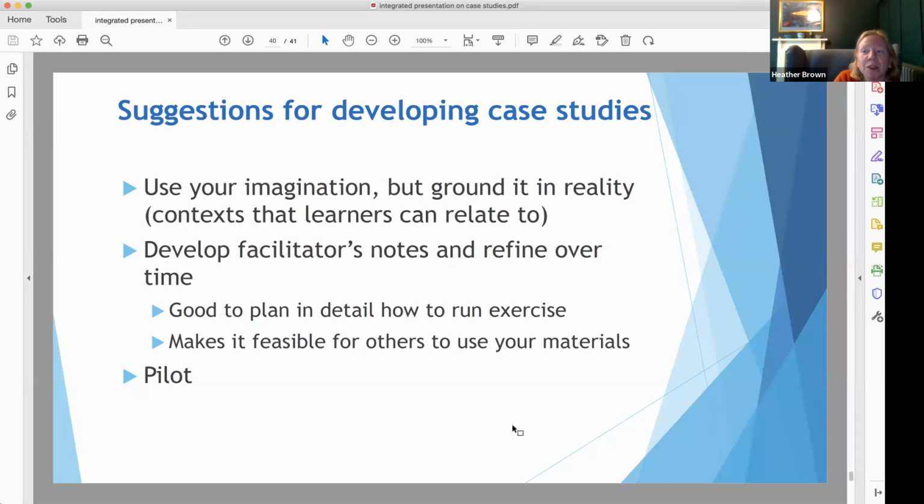This also means that on the day, you're not winging it. If you have a clear idea of what it's supposed to look like, it makes it much easier to run, and you're more likely to keep to the planned time than if you just see how it goes, because it might take 15 minutes, 30 minutes, or an hour, and that would impact the whole running of the course for the day. And if you have the possibility, it would be useful to pilot it with other staff members to get their feedback before you try it.